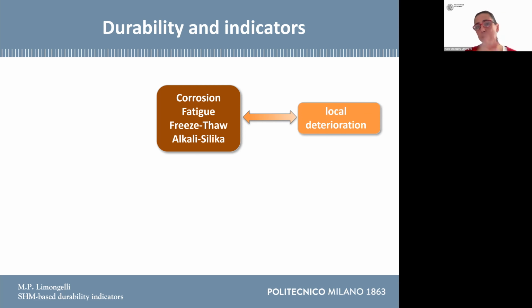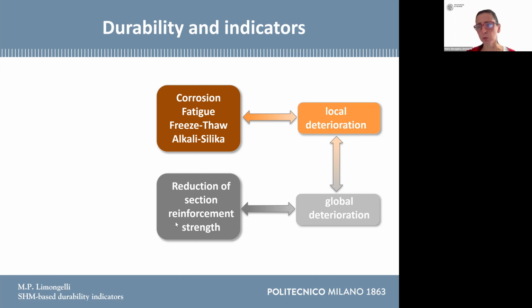All these deteriorations that I write here can be interpreted as local deterioration. But this local deterioration, of course, can affect the global state of the structure, or corrosion can occur in several different locations of a structure, on several different components. So it can become a global deterioration. But in any case, even a local deterioration that stays local can affect the global state of the structure.